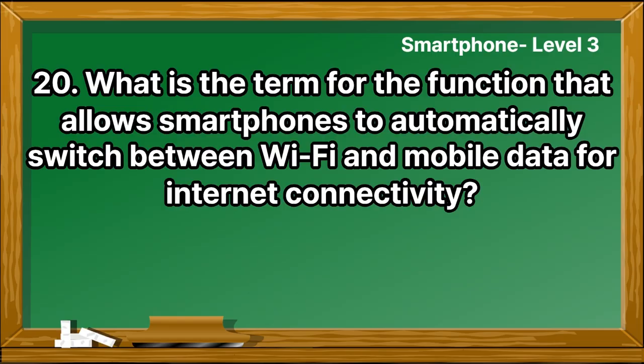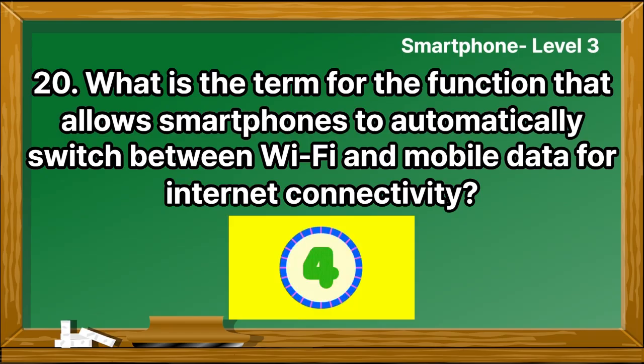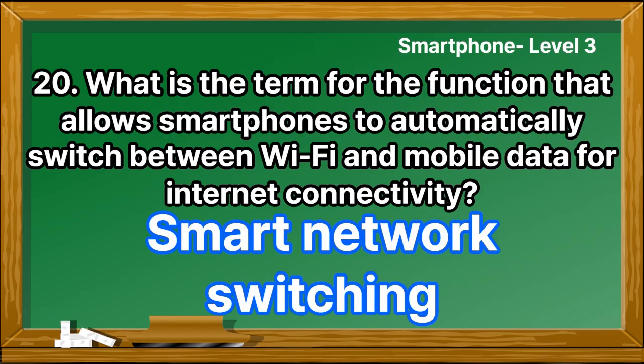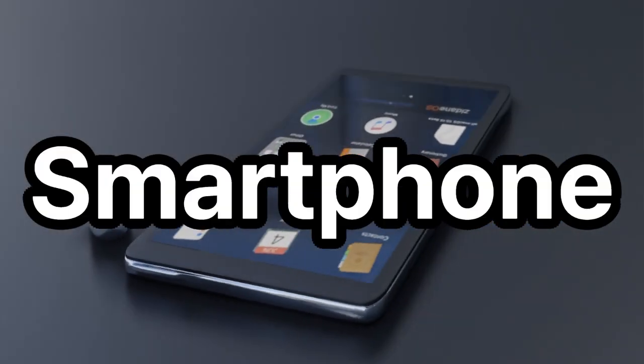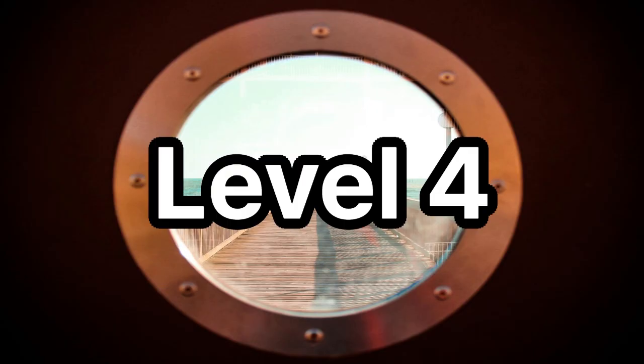What is the term for the function that allows smartphones to automatically switch between Wi-Fi and mobile data for internet connectivity? Smart network switching. Smartphone. Level 4.